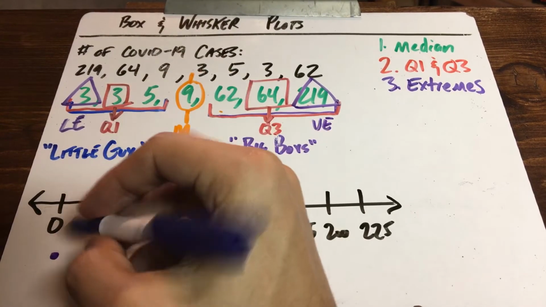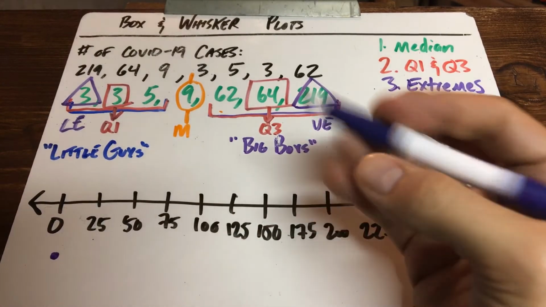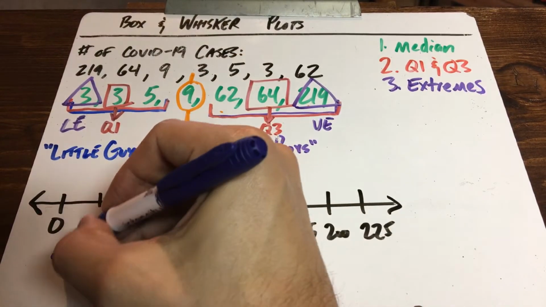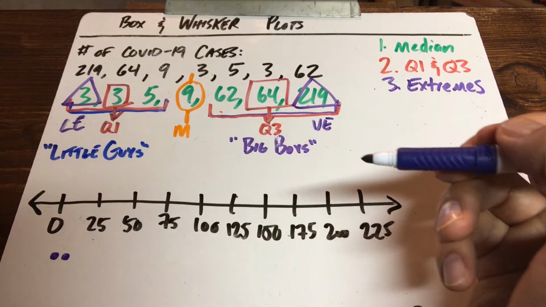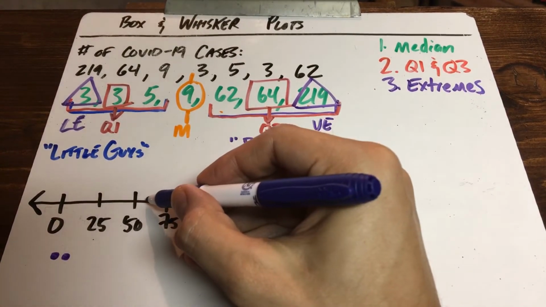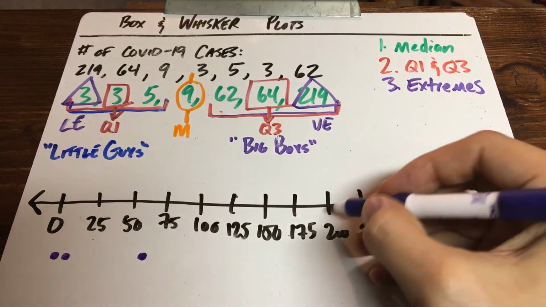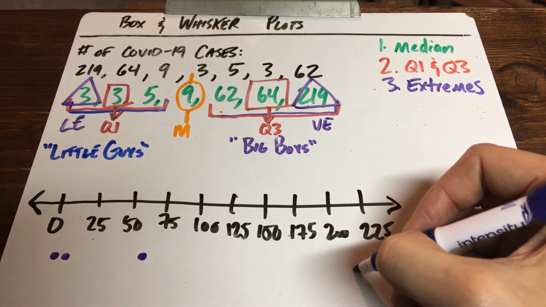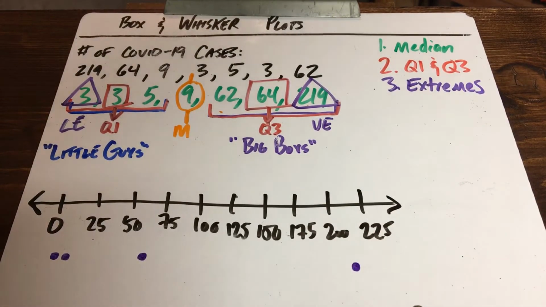The low quartile is also 3, so I don't have to put another dot. It's going to be right there. The median is 9, which I'm going to assume is like right there. The upper quartile is 64, which is probably a little bit more than halfway here. And then the upper extreme is 219, way out here, and that is our county, which has all of the coronavirus cases that have been confirmed, at least in our area.